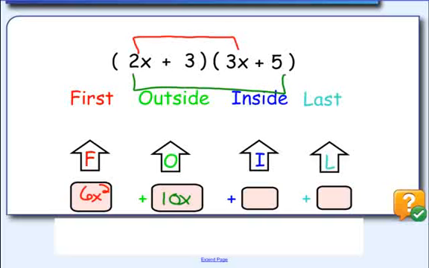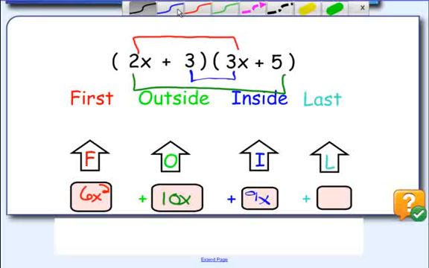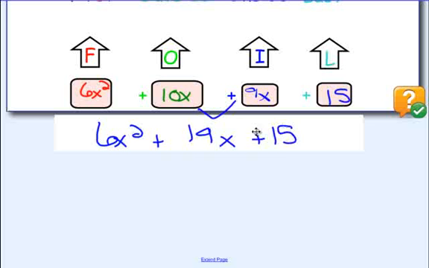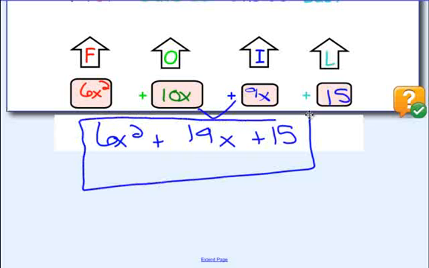The inside. Okay, the inside. Let's get that inside. Literally means the inside as I look at all four of these terms. 3 times 3x is 9x. And the last, but not the least, meaning the last of each binomial. 5 times 3 is 15. And the last thing we have to do is then look to see if there's any like terms to combine. I have 6x squared plus 19x plus 15. They're in descending order, x squared, x to the first, and no x's. There are no like terms, so that is my final answer.